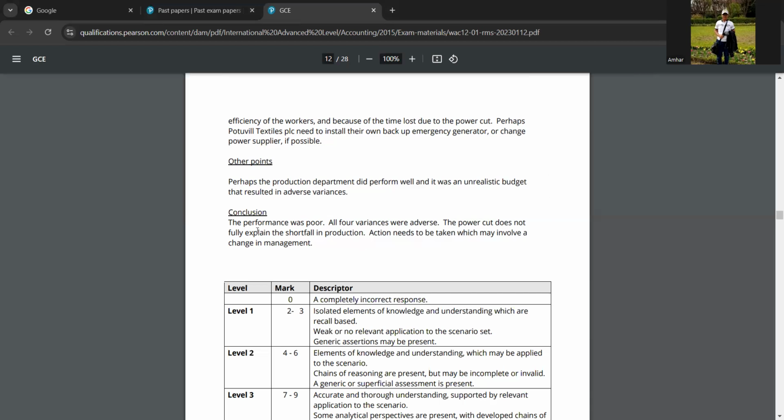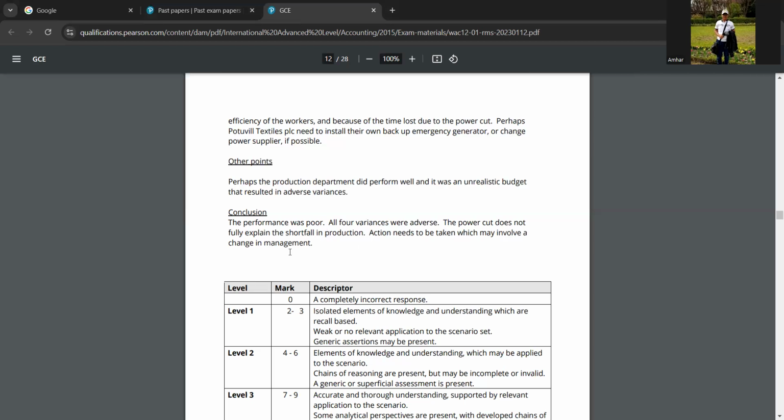So you can say in conclusion, or finally, or to conclude, the performance of Potterville Textile PLC was poor. All four variances were adverse. Okay, you can tell like that. And then you can write the power cut does not fully explain the shortfall in production. But then action needs to be taken, which may involve a change in management. Okay, that's the conclusion you have to give.